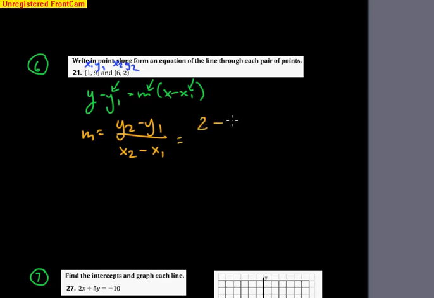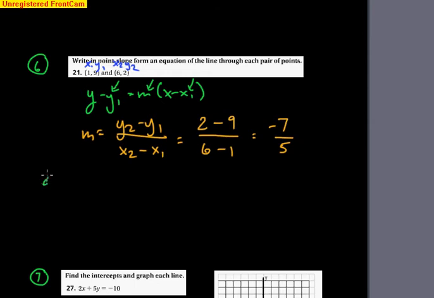2 minus 9 over 6 minus 1. And this is negative 7 over 5, and that is your slope. If it simplifies, it simplifies. If not, leave it as a fraction. So now I can use either point and this slope and put it in point-slope form.